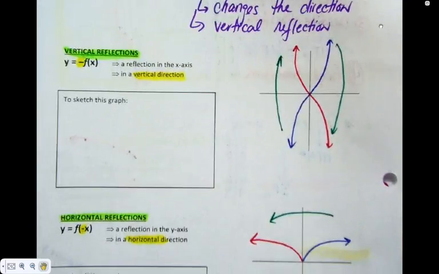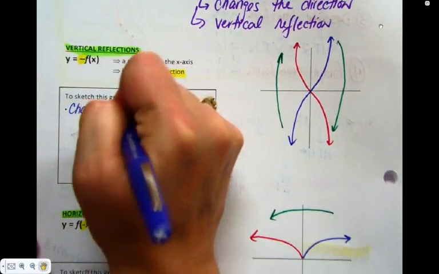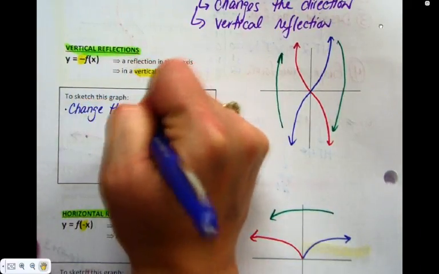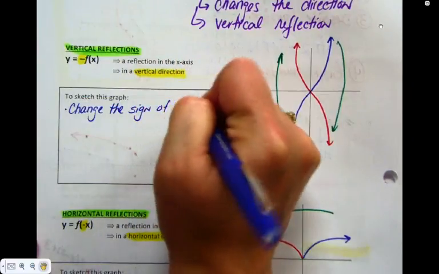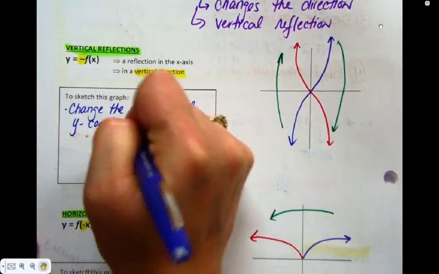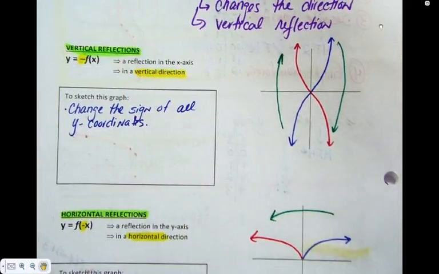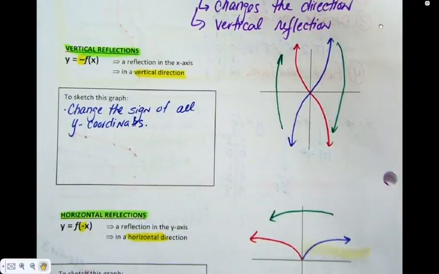To sketch this graph, change the sign of all y coordinates. That's what we were doing with parabolas. We just didn't talk about it in terms of switching the sign. So positive goes to negative, negative goes to positive.